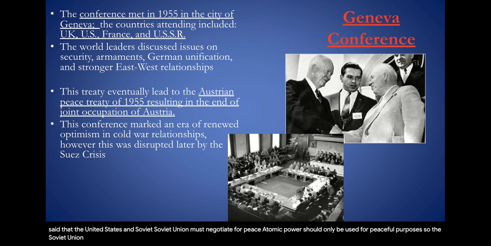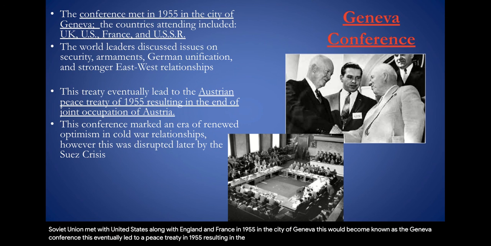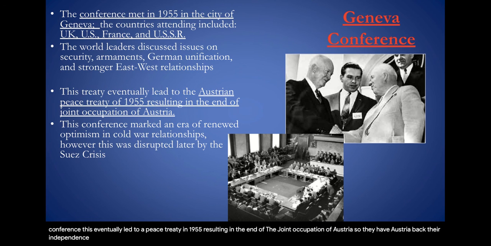The Soviet Union met with the United States along with England and France in 1955 in the city of Geneva. This would become known as the Geneva Conference. This eventually led to a peace treaty in 1955, resulting in the end of the joint occupation of Austria. So they gave Austria back their independence in 1955 with the Geneva Conference.